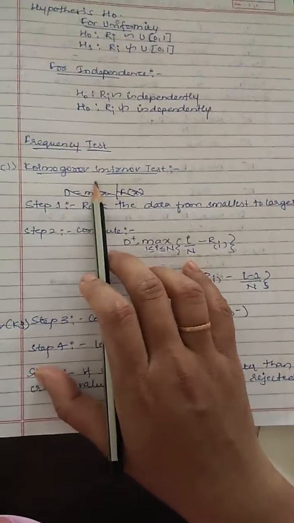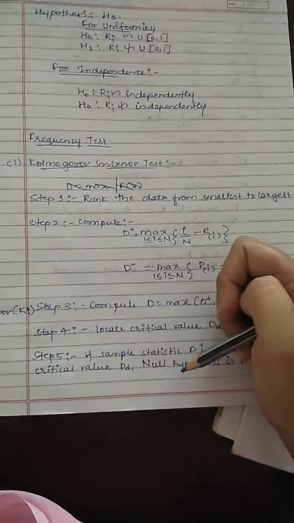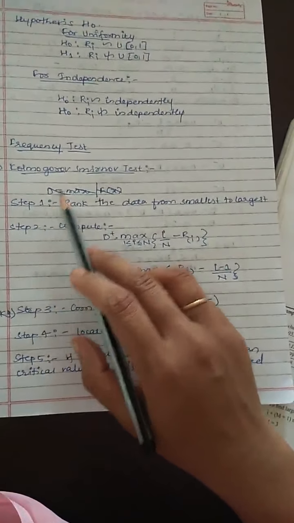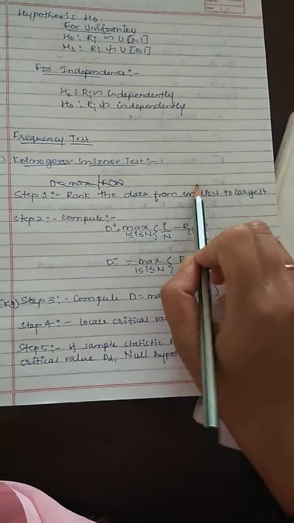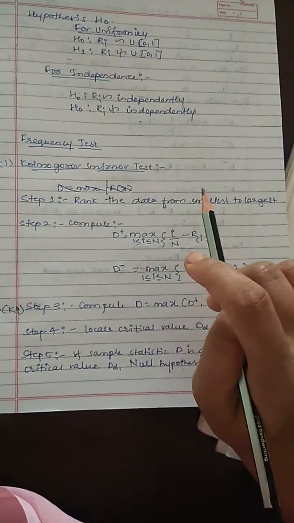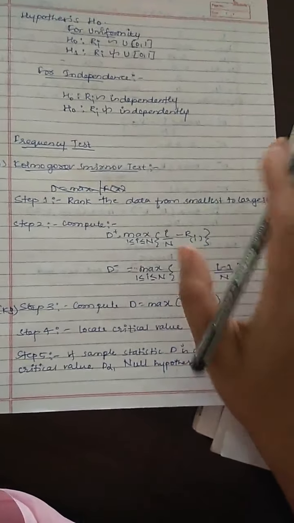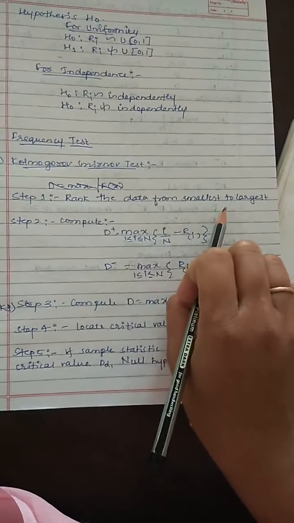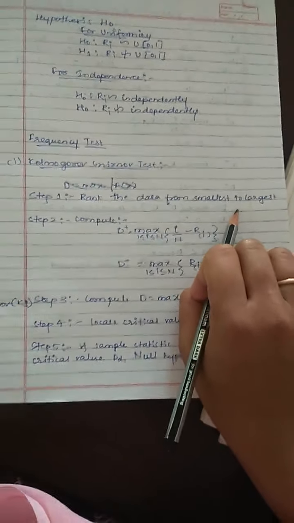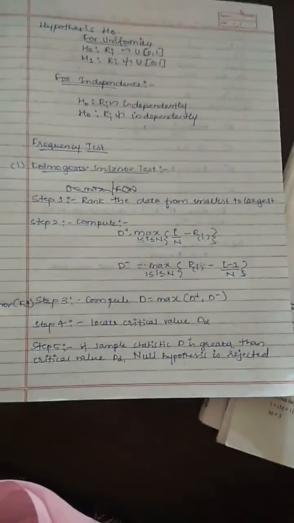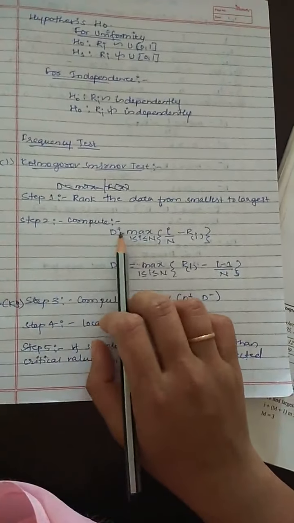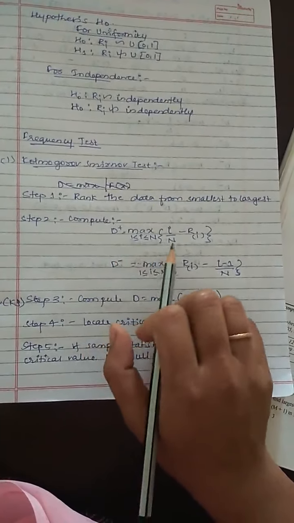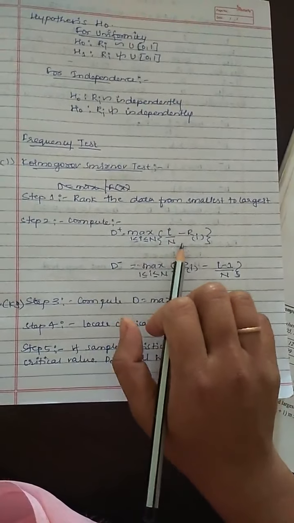For the Kolmogorov-Smirnov KS test, we have to follow certain steps. Some random numbers will be given and you will be asked to perform the KS test on them. First step: rank the data from smallest to largest, meaning arrange the numbers in ascending order. Next, we have to compute D plus and D minus. What is D plus? D plus is given by i divided by n minus R_i.